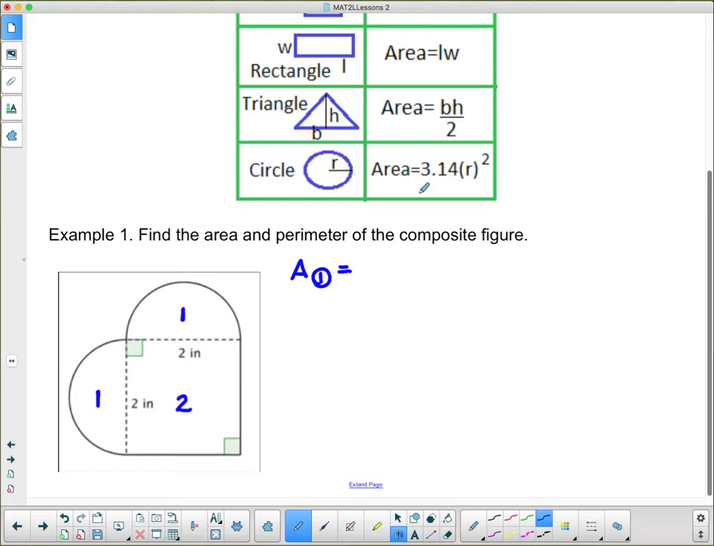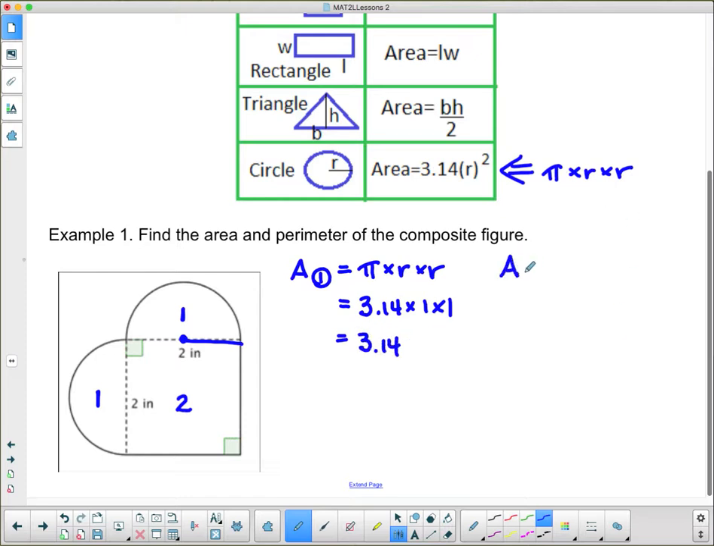The area of 1 is a circle, so we need the circle formula, which is pi r squared, or pi times r times r, which is what this says. They've just put 3.14 in instead of pi. Now what is the radius of this circle? Since it sits on top of the square, and the square has a side that's 2 inches long, the radius, which is from the middle out, must be 1 inch. So this is 3.14 times 1 times 1, which is just 3.14.